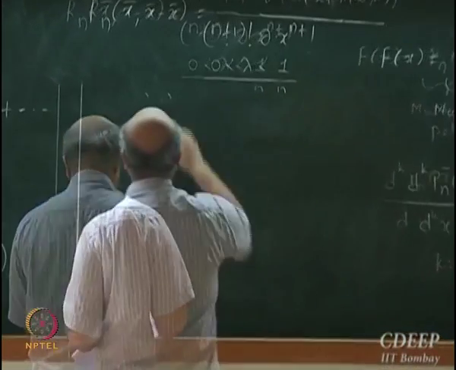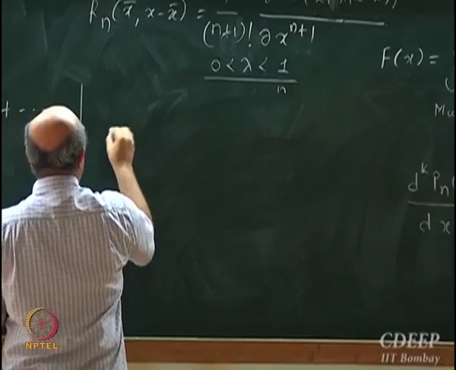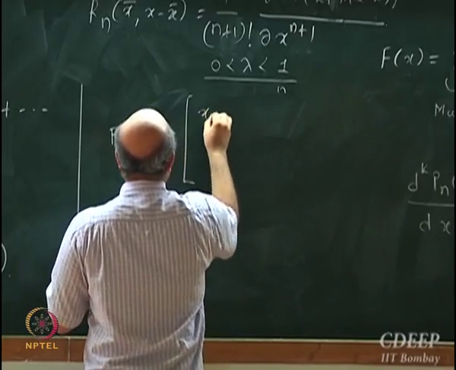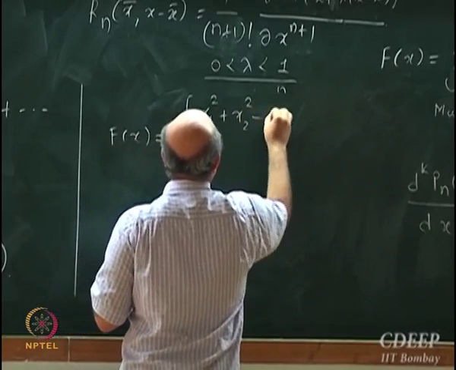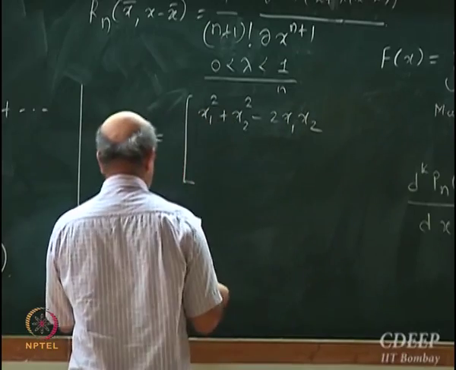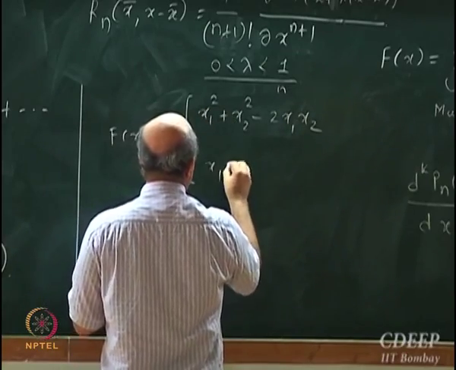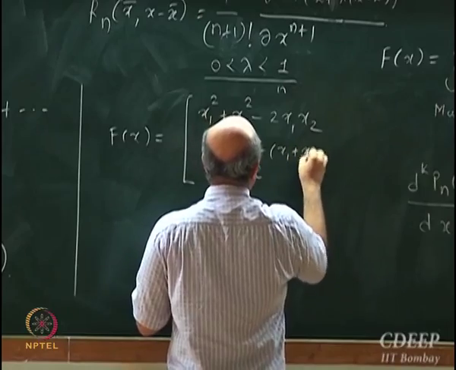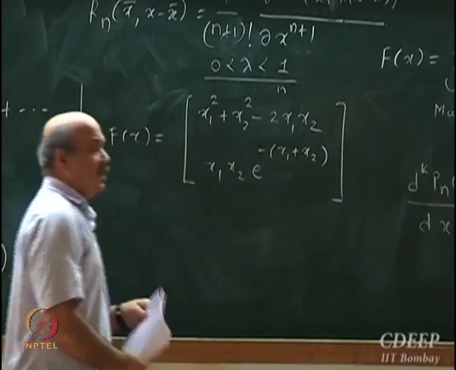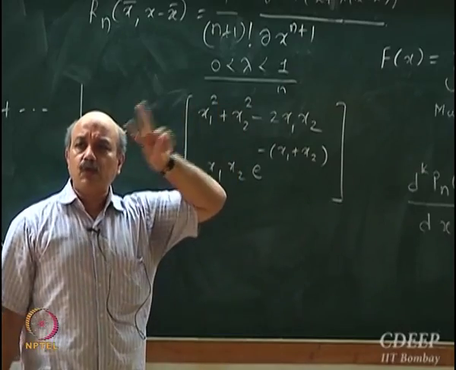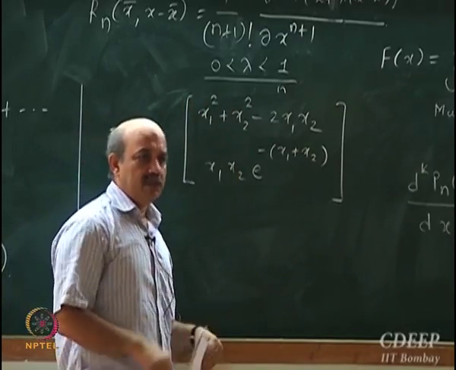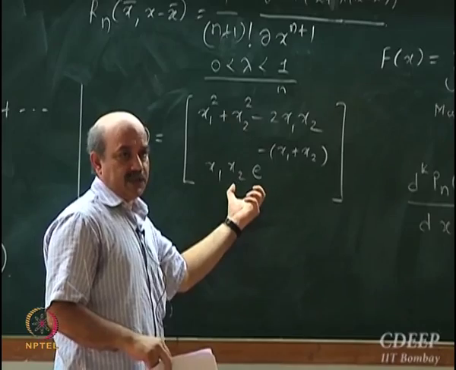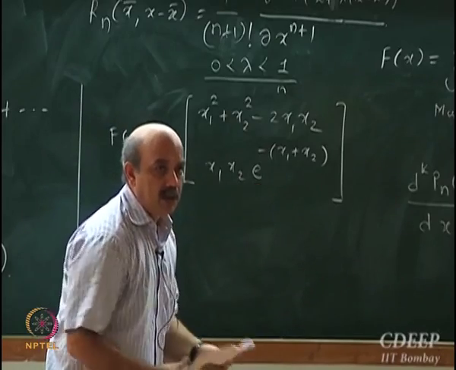Okay, I have given one example here. My f of x is, let's say, x1 square plus x2 square minus 2 x1 x2. And my second function is x1 x2 e to the power minus x1 plus x2. This is my function vector. It's a function of two variables. This is the first function. This is the second function. Okay. What will be the Jacobian?